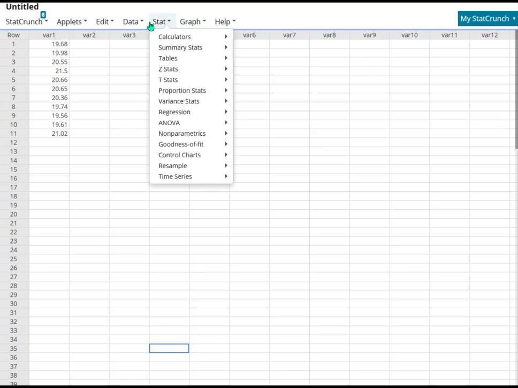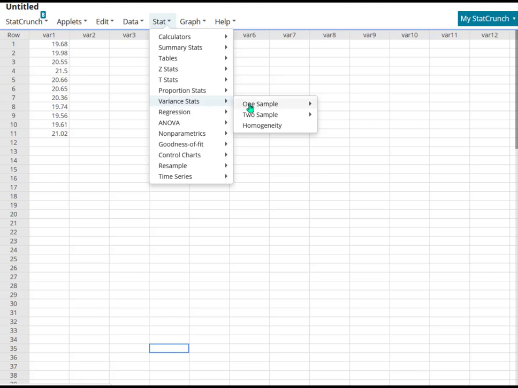And what you're going to do is you're going to go to, in this particular case, variance stats. So you have different options here depending on what you're testing. So for example, Z stats and T stats are for different means. Proportion stats is obviously for proportions. Variance stats is when you're working with standard deviations. So just keep in mind that variance is a standard deviation squared. So you're going to need to square your numbers here.